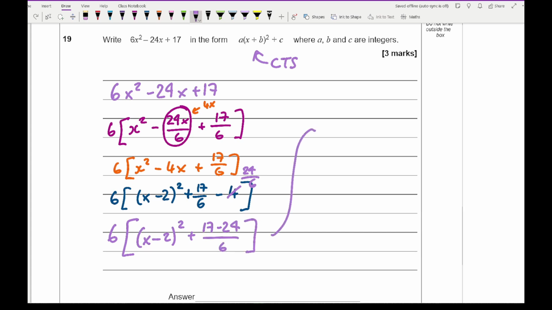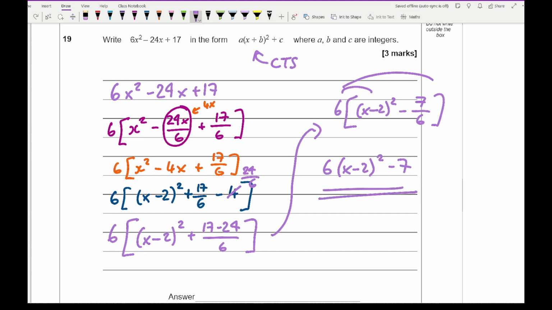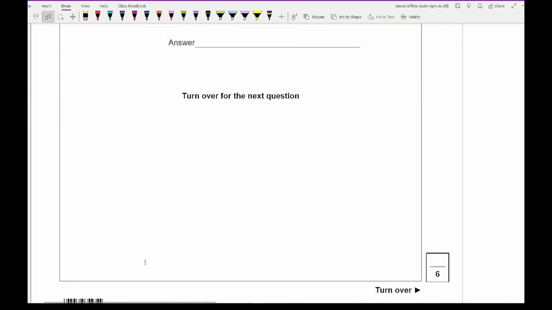And if I take that to the side because I've run out of space, I've got 6 lots of x minus 2 squared plus, well, it's actually going to be minus, which I've already done. So that's going to be minus, 17 take away 24 is going to leave me with minus 7. So that's minus 7 over 6. And then multiplying the 6 out, I get 6 lots of x minus 2 squared minus 7. And there is my final answer for that one.